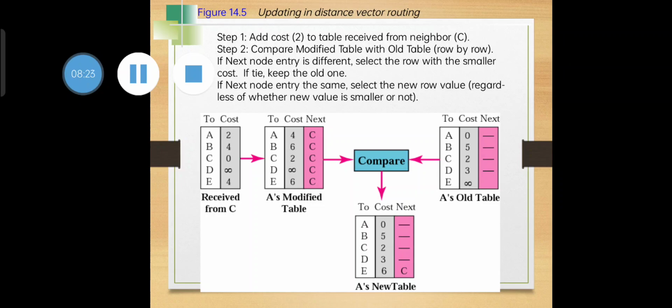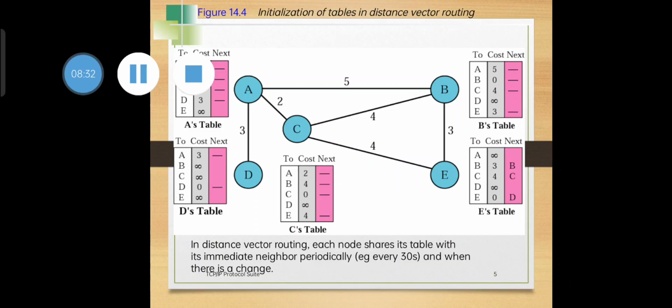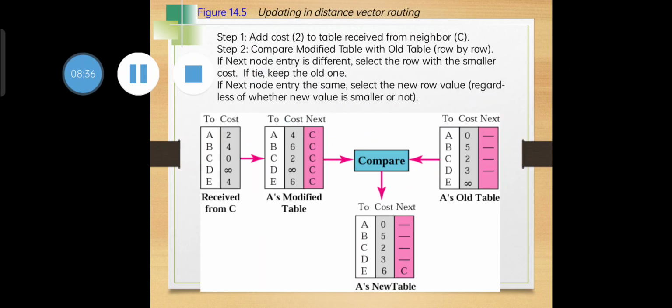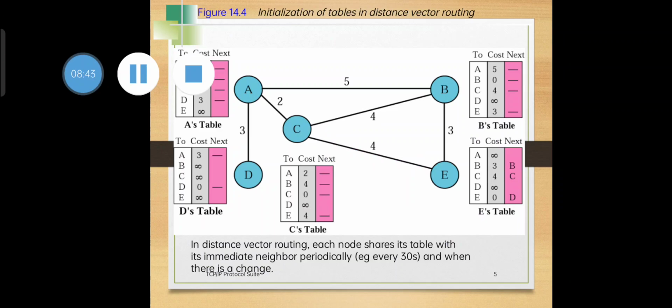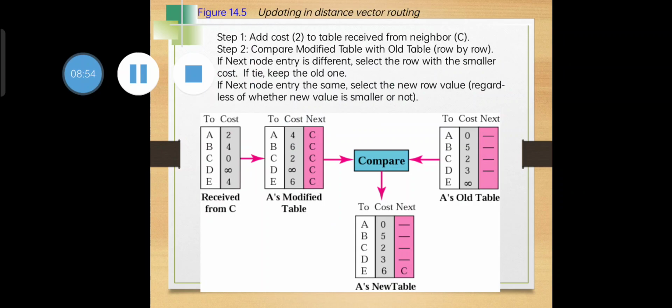What I am trying to do is reach all the nodes via C only. So to reach A from A now, A to C is 2 and C to A is 2, and 2 plus 2 is 4. That's why it is updated as 4 here. As for A to B, it is 5, but my intention is to reach all the nodes via C only. So A to C to B is 2 plus 4, which is 6. Likewise I am updating all the nodes.